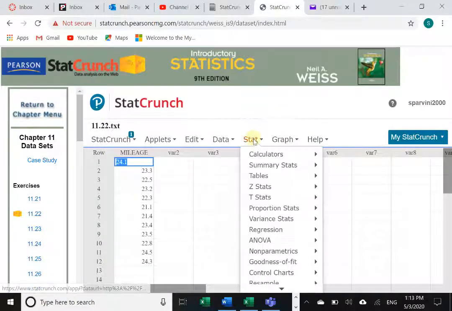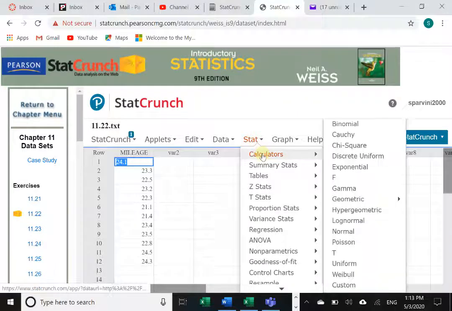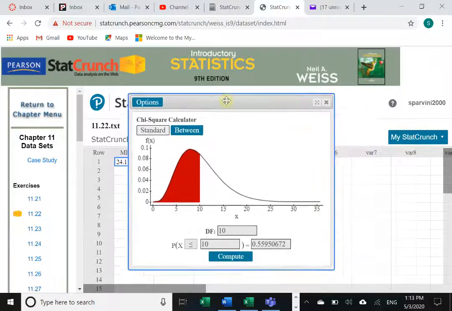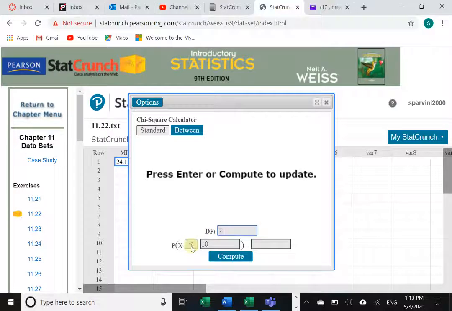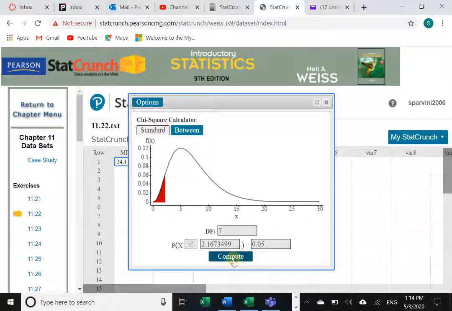In that second example, I'm going to go Stat, Calculators, chi-square. And for this one, degrees of freedom was 7. So I'm going to type 7 degrees of freedom. And we want to keep that as less than or equal. Remember, less than means left tail. That's the direction for the probability. And 0.05 is the area we wanted on the left. So we're going to see a shaded region on the left side in red. And there you go. The area to the left of that is 2.1673.